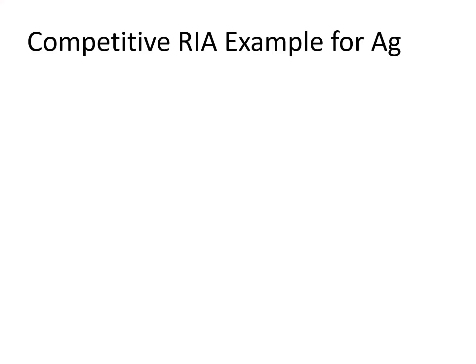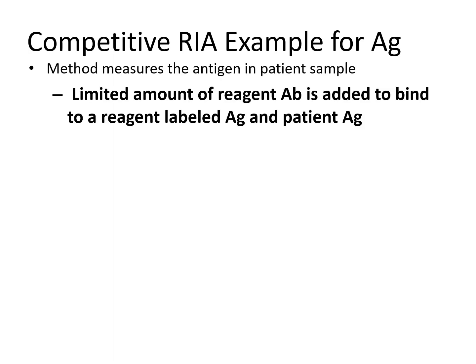Competitive RIA, example for antigen. Right. So remember that in radioimmunoassays, there are three components. The first component would be the antigen. This antigen is the substance that you want to measure. It can be a hormone, it can be any substance like drugs, any chemical substance. And then the antibody that is specific to that antigen. And then thirdly, the labeled antigen or the labeled antibody.